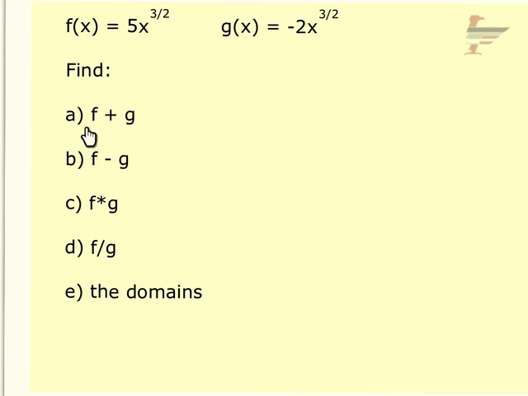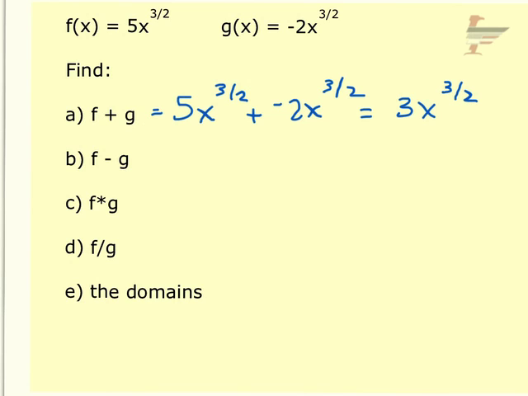Okay, so the first one says take f plus g. So I'm going to take 5x to the 3 halves plus a negative 2x to the 3 halves. And yes, I can add them because their bases and exponents are alike. So 5 minus 2 is 3x to the 3 halves. And then I'm going to come down here to part E while I'm here and talk about the domain.